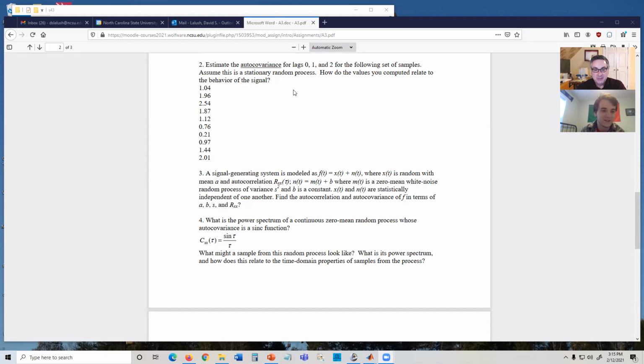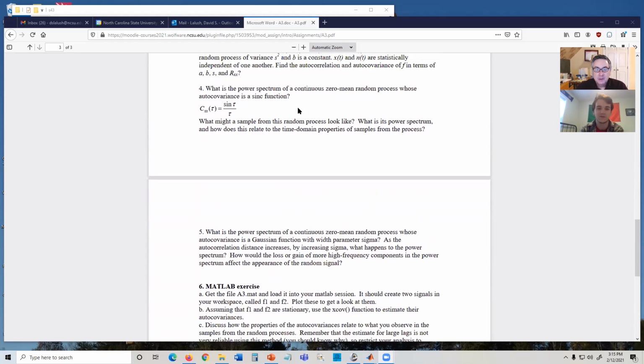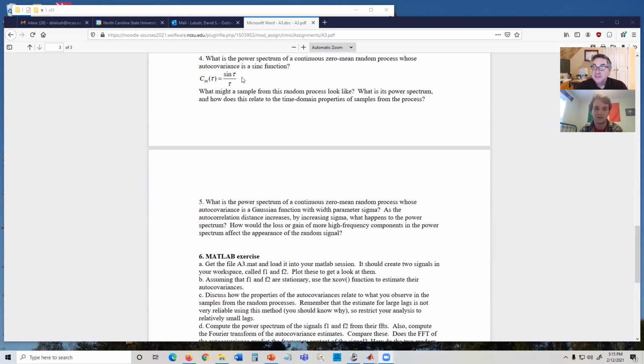I don't know if you can answer this because it's kind of a specific question, but for number 4, wouldn't that just be one frequency because it's a sine function? And it's a sinc function.